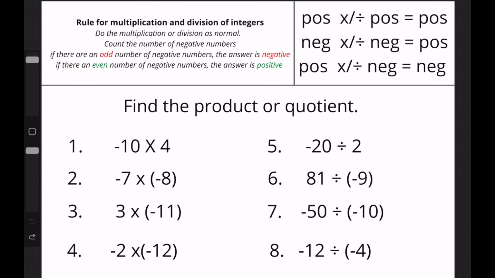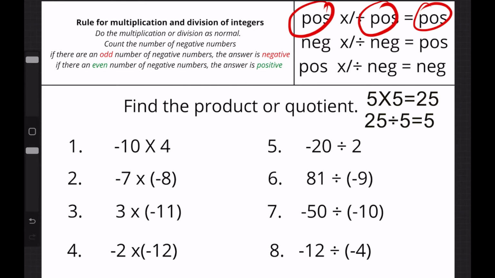Let's look at multiplying and dividing integers. To me, multiplying and dividing integers is much simpler. Let me tell you the rules first, and then I'll show you how to do this in a really simple way. The rules are, if you have a positive number and you multiply or divide it by a positive number, you get a positive answer. So for instance, 5 times 5 is 25. They're all positive numbers. 25 divided by 5 is 5. They're all positive numbers.